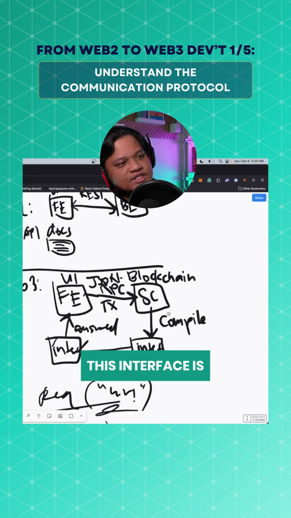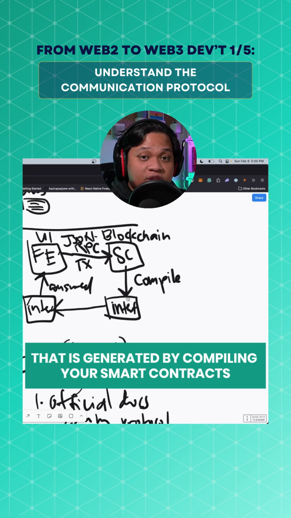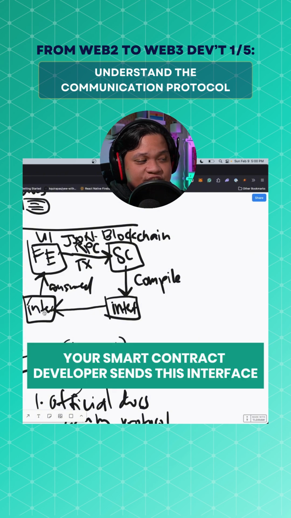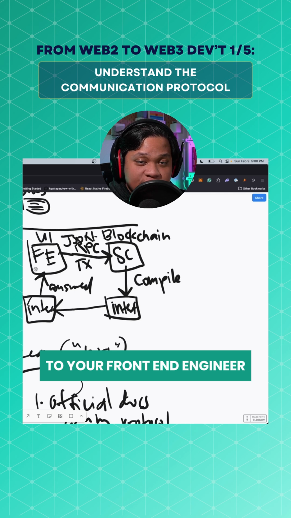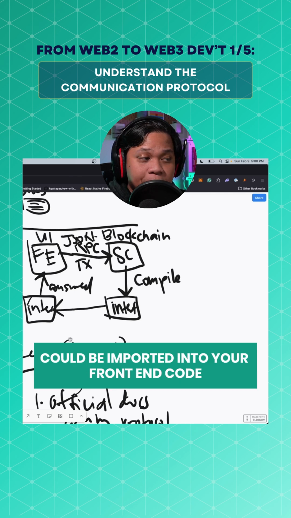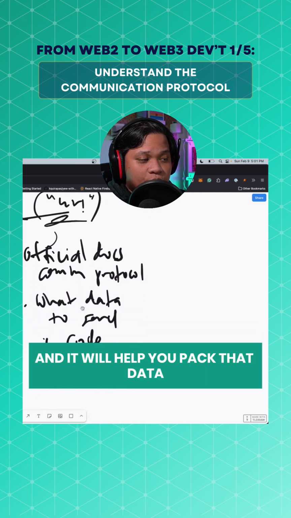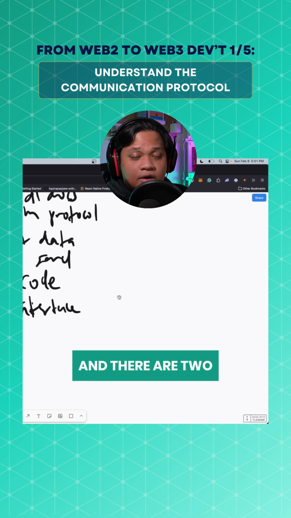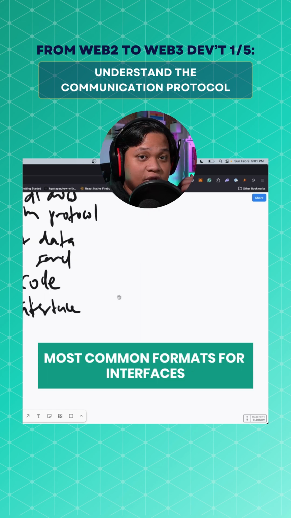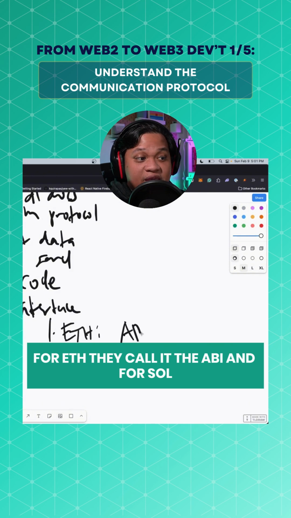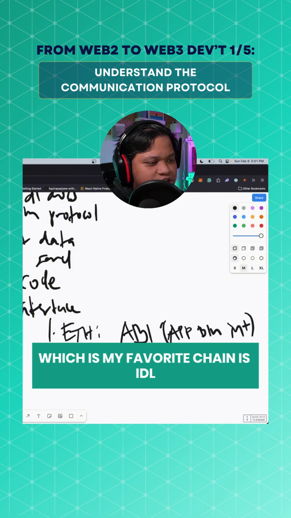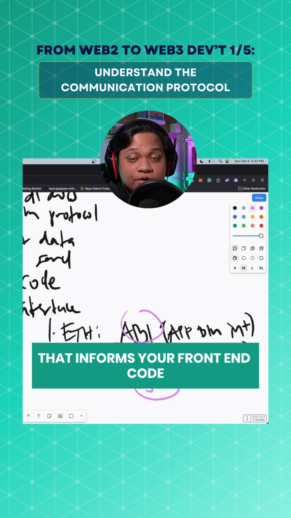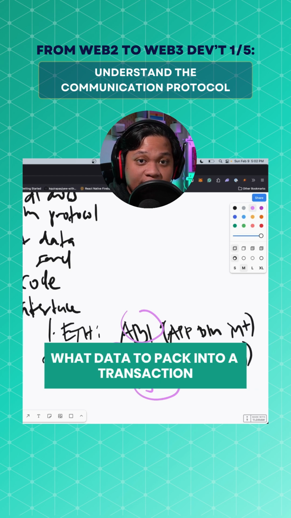So this interface is an artifact that is generated by compiling your smart contracts. Then your smart contract developer sends this interface to your front-end engineer so that this interface could be imported into your front-end code, and it will help you pack that data so you can send it in a transaction. And there are two most common formats for interfaces. For ETH, they call it the ABI. And for Sol, which is my favorite chain, is IDL. Both of these are a JSON file that informs your front-end code what data to pack into a transaction.